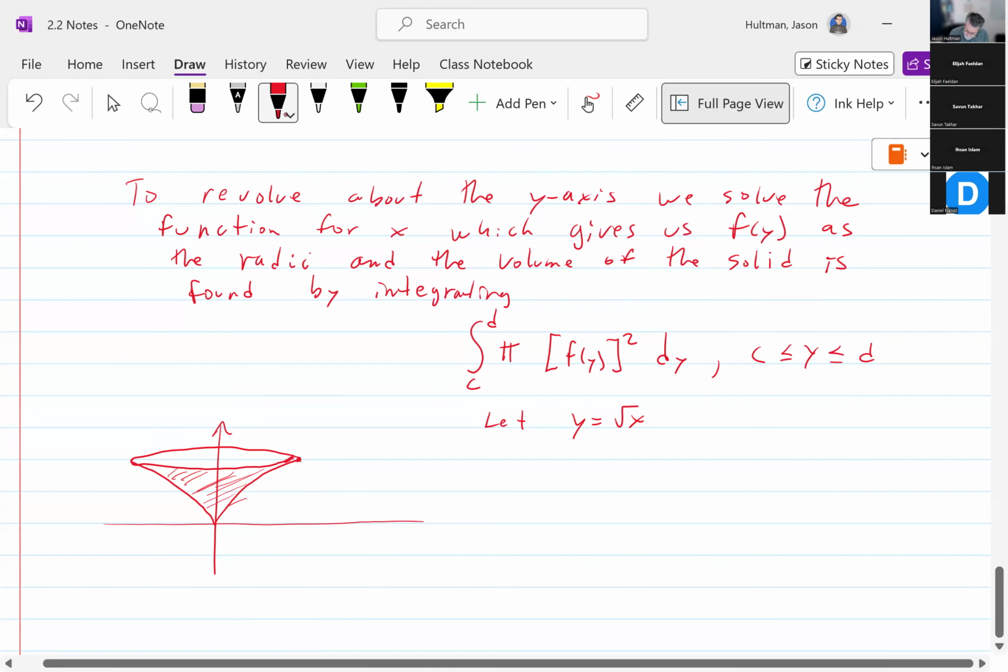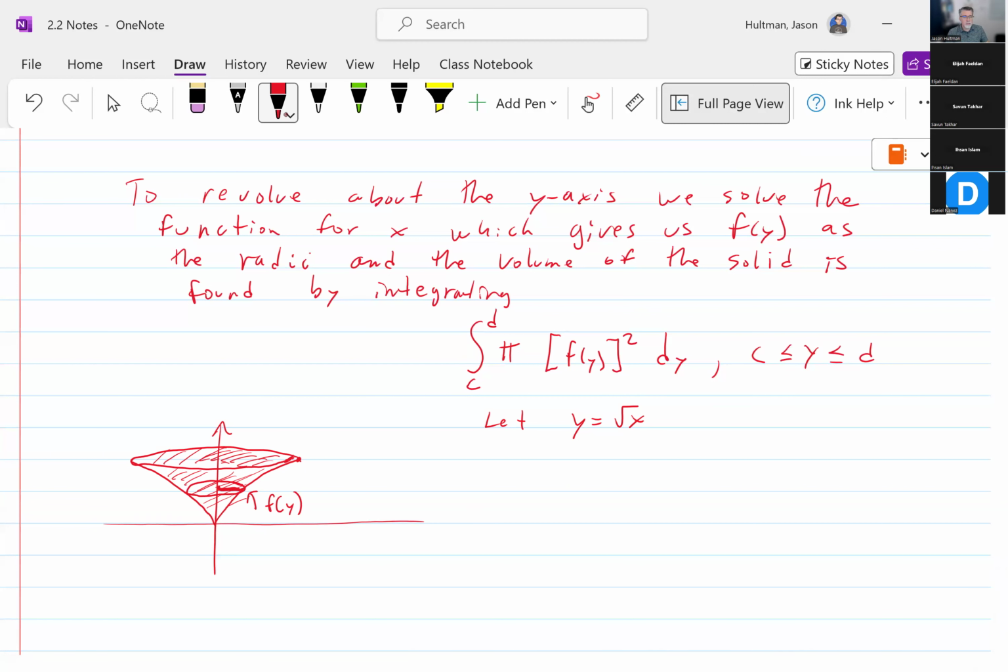Okay, our cross sections are still going to be circles. But the circle radius is now going to be f of y. The circle radius, or length in this case, is going to be f of y. It's going to be a function with respect to y.